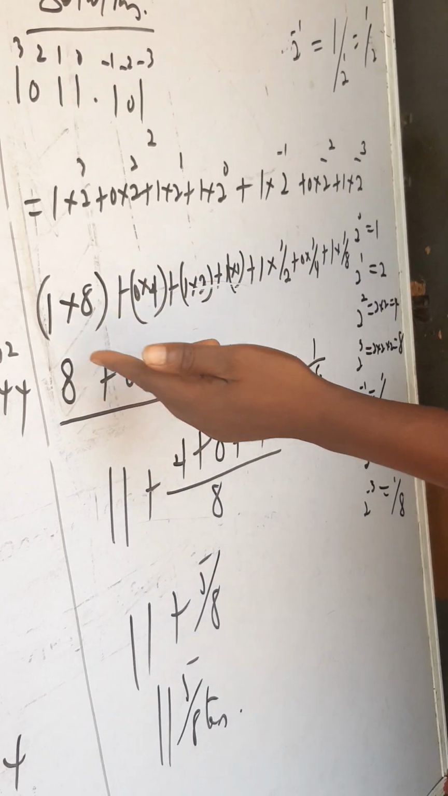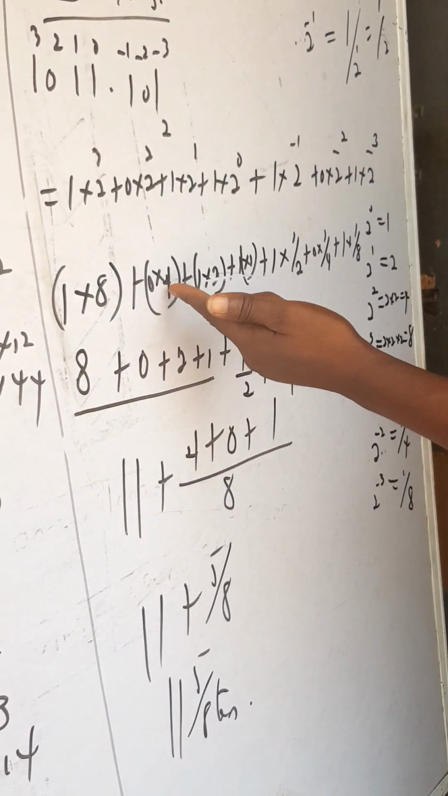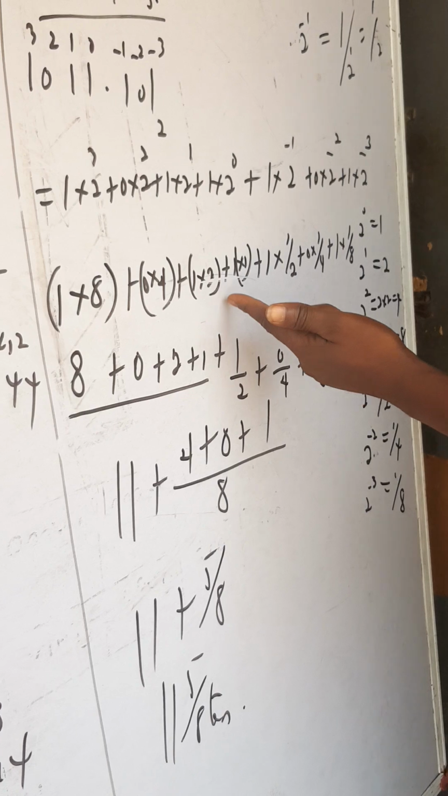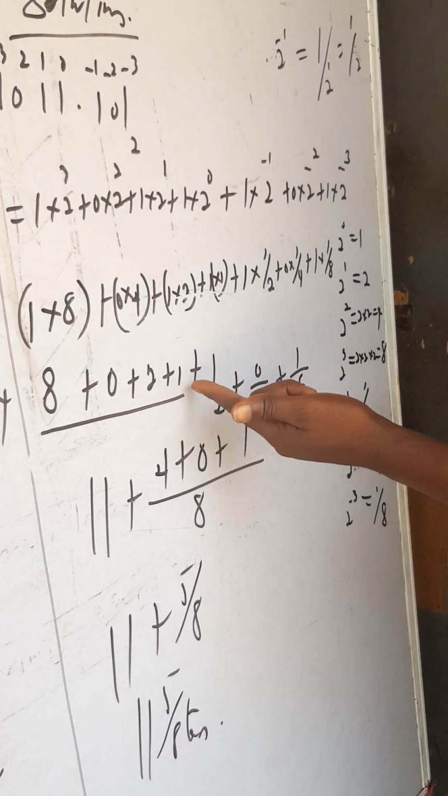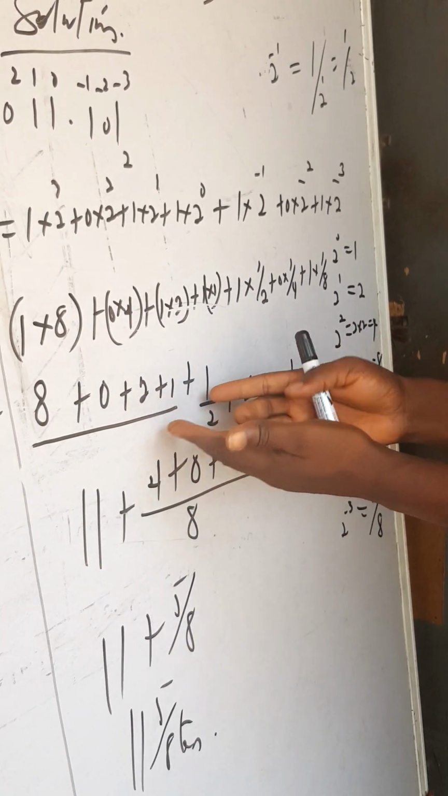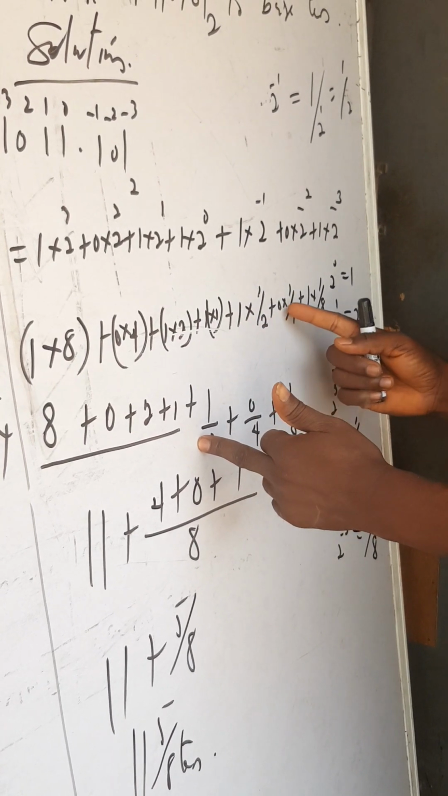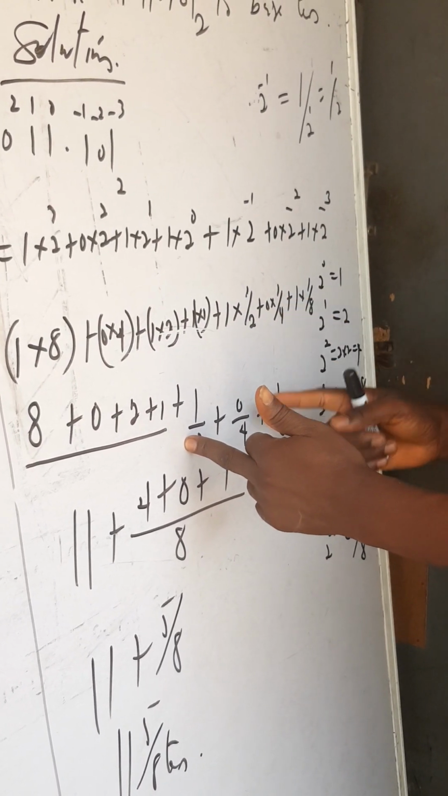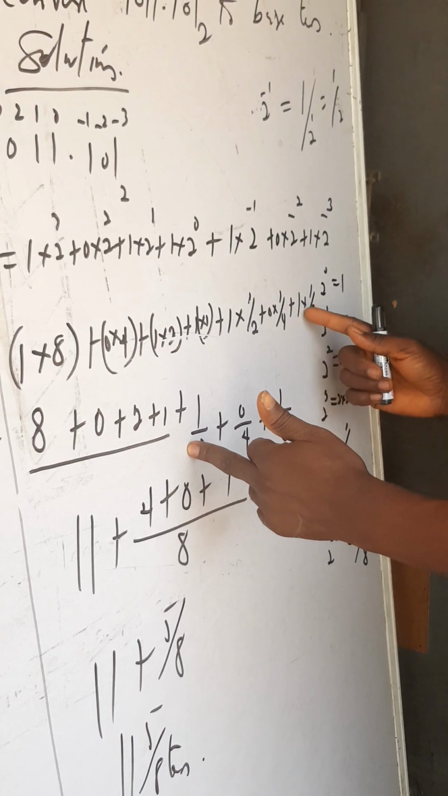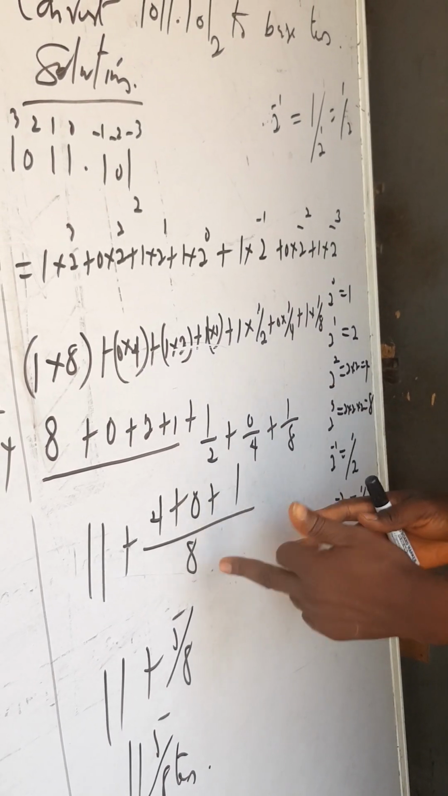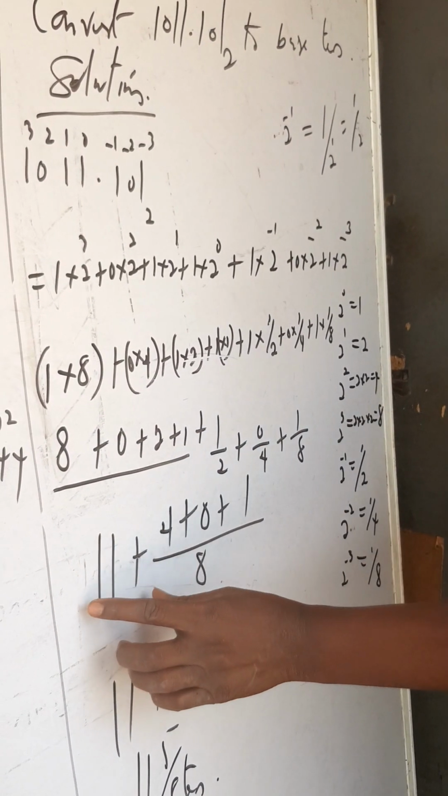Doing your normal addition, 1 times 8 is 8 plus 0 times 4 is 0 plus 1 times 2 is 2 plus 1 times 1 is 1. Then arrange everything, add them together. Then this is 1 times 1 over 2 plus 0 times 1 over 4 is 0 over 4 plus 1 times 1 over 8, that will be 1 over 8. Then when you add everything here, it gives you 11.